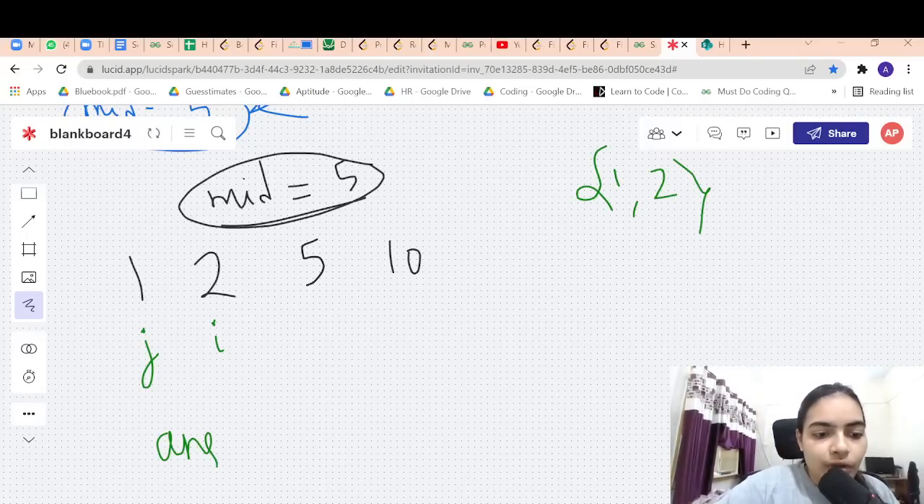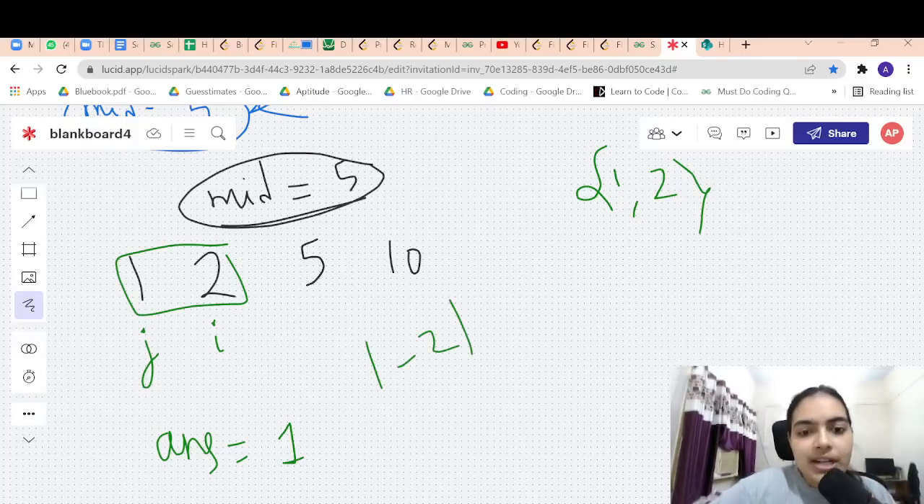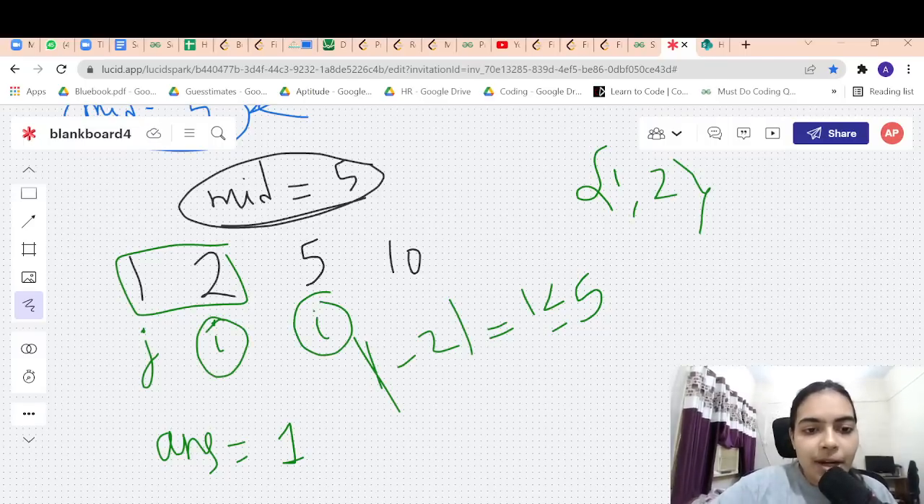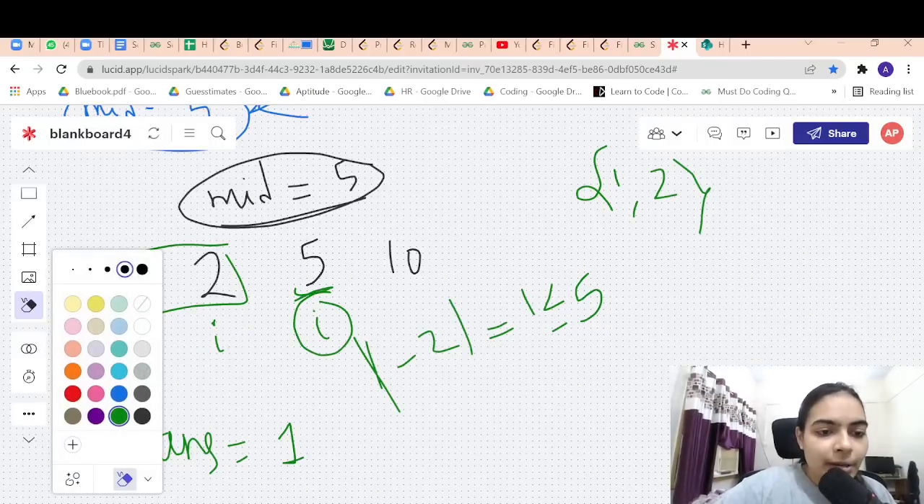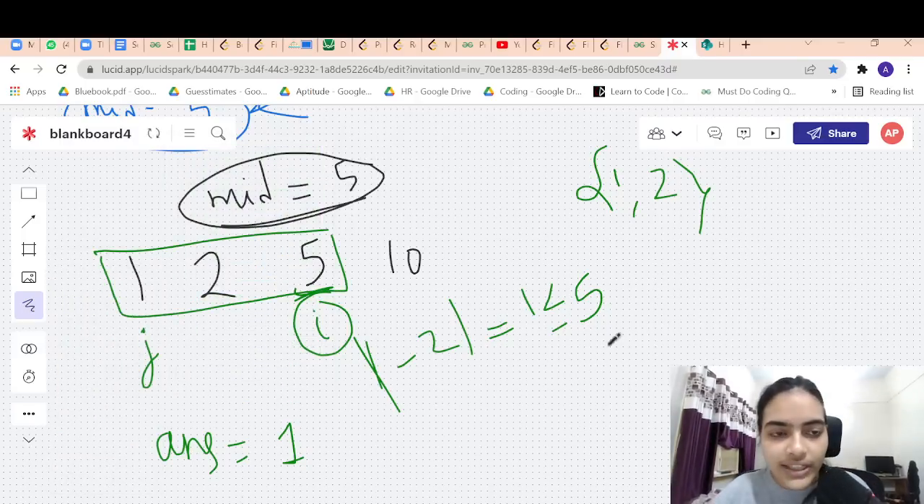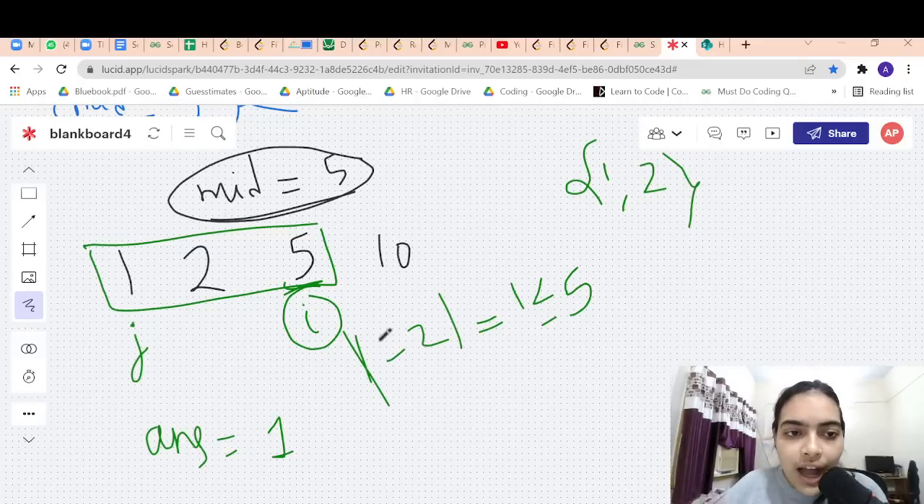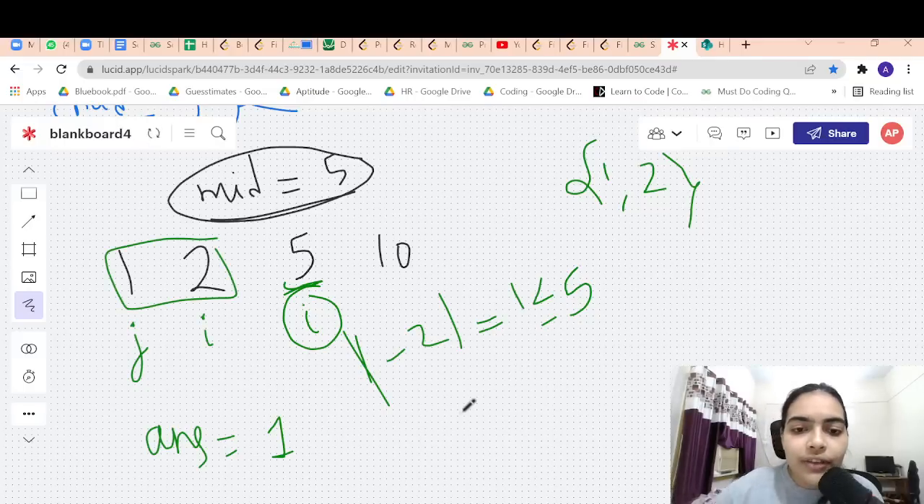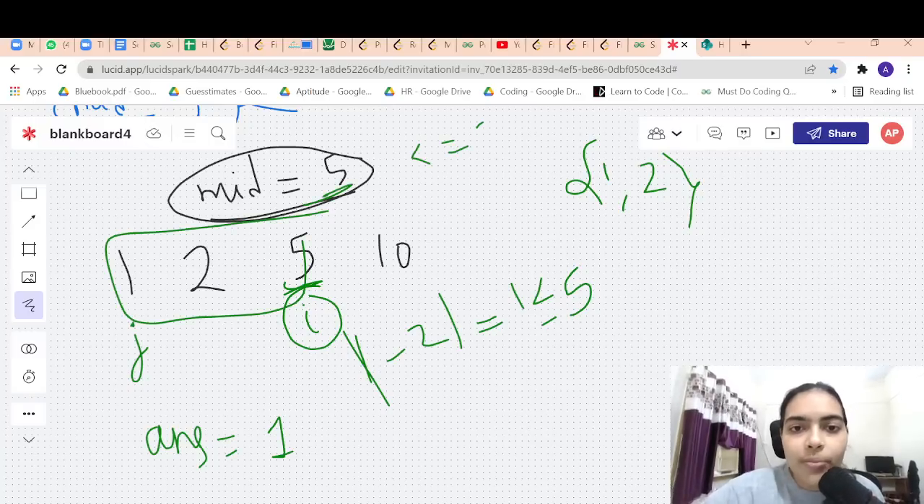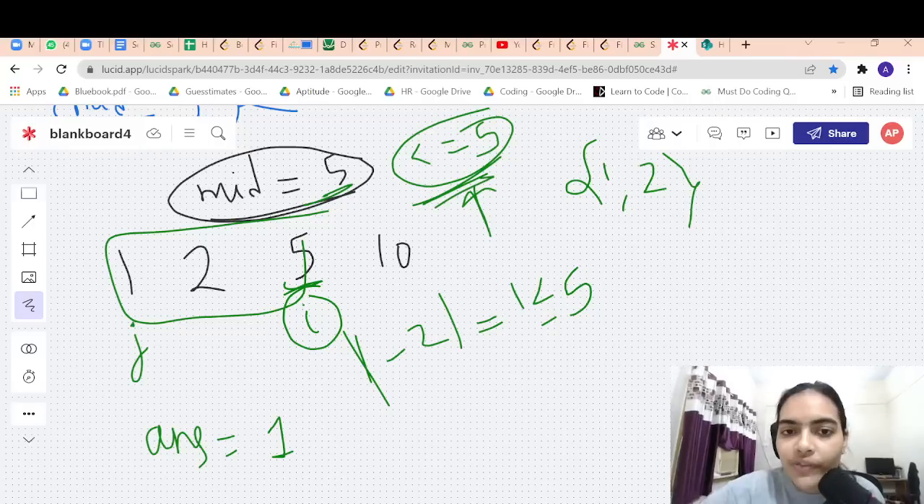So I will also keep a count of the pairs. I have found one pair. Now see, the difference between these two numbers is less than equal to 5. Now if I increment my I and I bring it here, and I extend this window, right? We are using sliding window concept. If I extend this window, I can still get an absolute difference less than equal to 5, because what are we doing? We are trying to find out how many pairs have absolute difference less than equal to 5. That is what we are trying to find out.